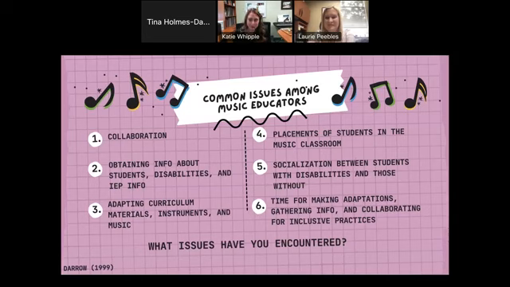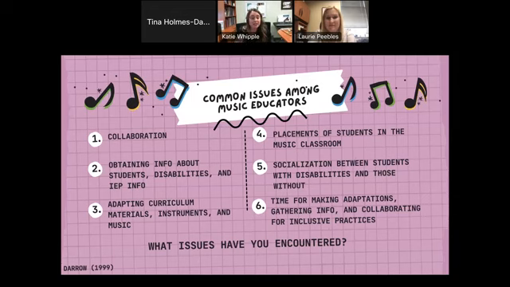So some common issues, and this comes from a publication by Darrow, looking at what issues music educators were experiencing in their work, trying to work with students who might need just a little bit more support. One of the issues was just being able to collaborate. Having the time to collaborate with other professionals was a common issue. Just getting information about students, what their disability might be, even having access to the IEP that they would have. So just getting access to information, and having time to get access to that information.